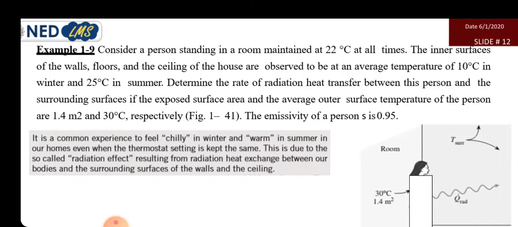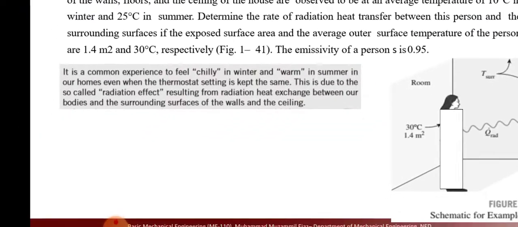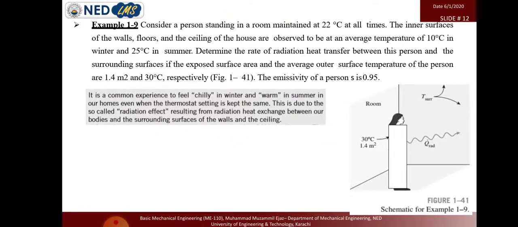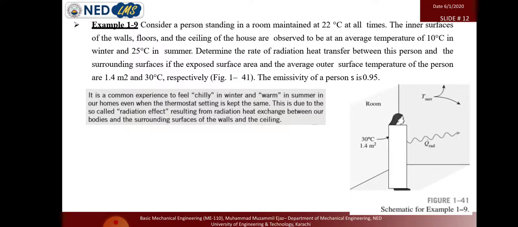Like for this example, first read out this numerical, then you get a better idea. Consider a person standing in a room maintained at 22 degrees centigrade at all times. The inner surfaces of the walls, floor and ceiling of the house are observed to be at an average temperature of 10 degrees centigrade in winter and 25 in summer.